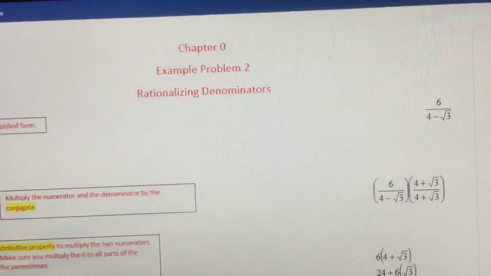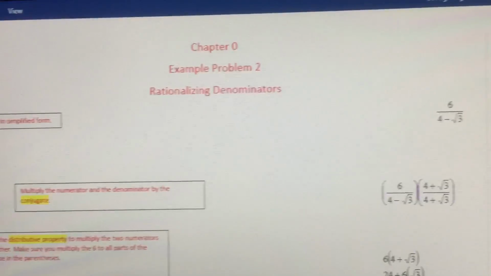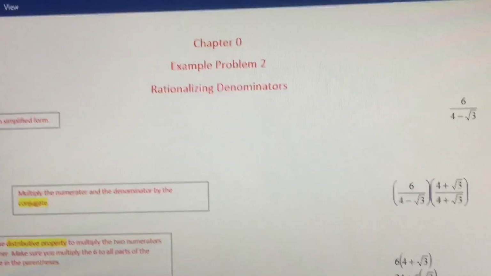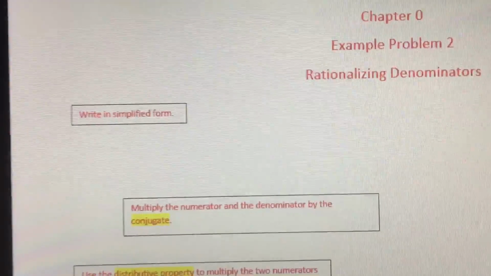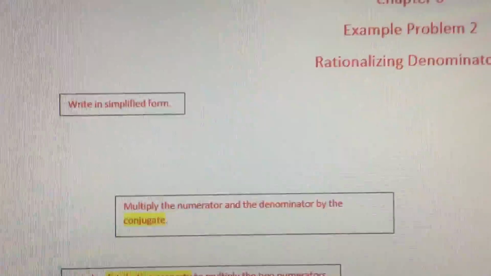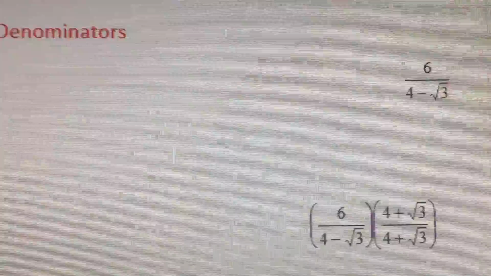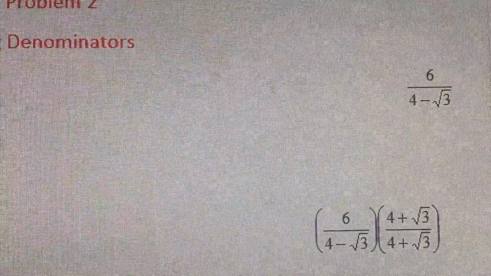Okay guys, so our next example problem is example problem 2 from chapter 0, which involves rationalizing denominators. We all love that, don't we? So our instructions for this problem is to simply write in simplified form, which sounds easy, but as we know, that's not always the case. So over here we have the problem that we're going to simplify. It's 6 over 4 minus root 3, the fraction.